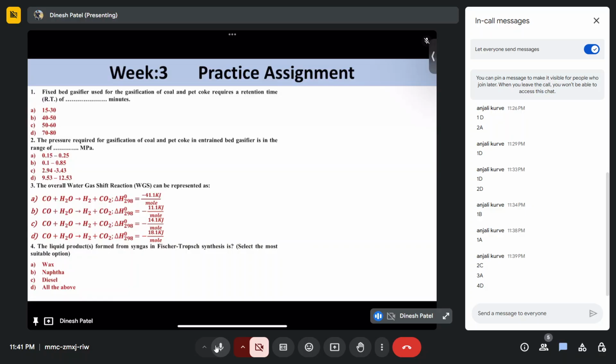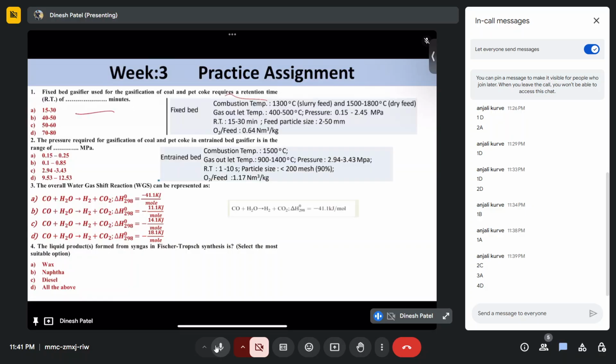So let's see the answer of the first one. Fixed bed gasifier used for the gasification of coal and petcoke requires a retention time. As you can see, different types of beds are used in the gasifier. For the fixed bed, retention time is 15 to 30 minutes. Answer is A. The pressure required for gasification of coal in the entrained bed: in the entrained bed, the pressure requirement is 2.9 to 3.43. So correct answer is C.